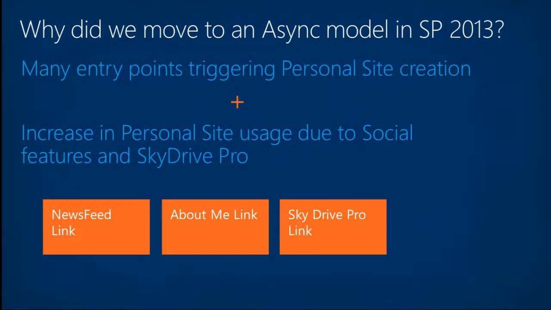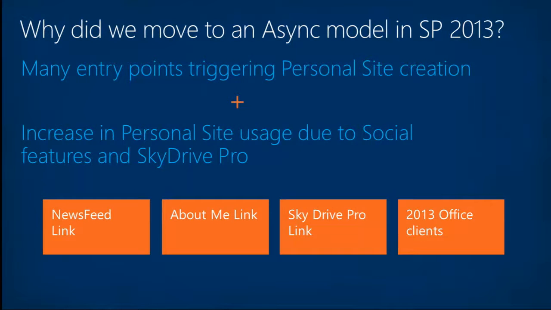So if the user clicks or navigates to the newsfeed page, the About Me page, which is the profile page, or the SkyDrive Pro page, we will trigger a personal site provisioning request on the server. So just in terms of entry points, it's increased 3 times, from 1 to 3 when it comes to the browser. When it comes to the client, I touched upon it a few minutes back.